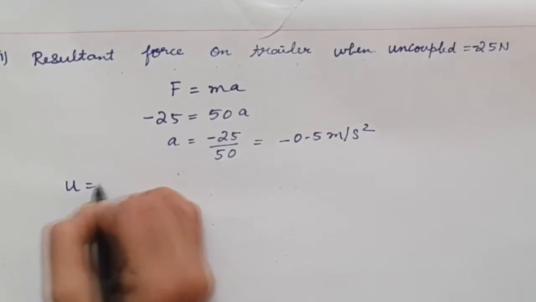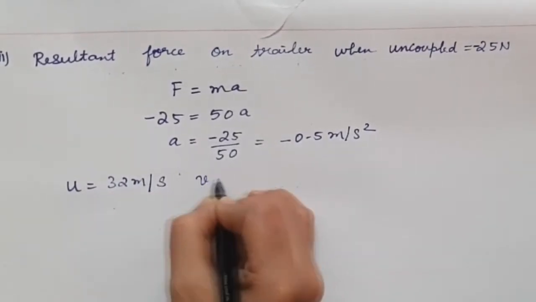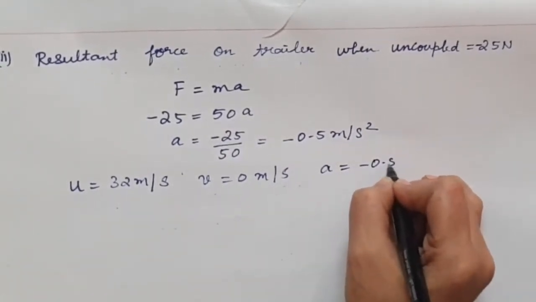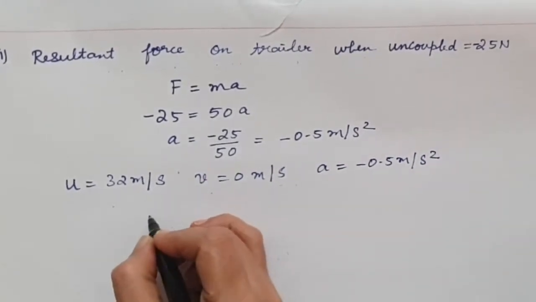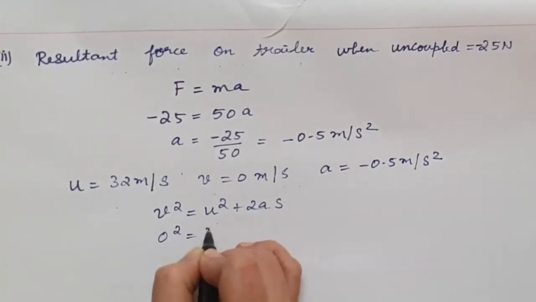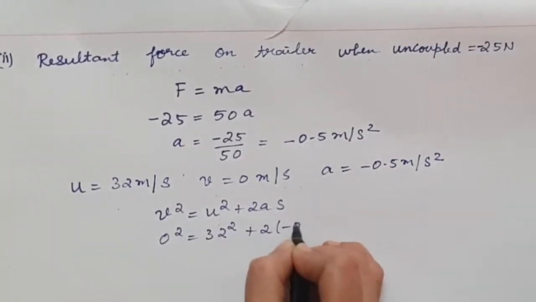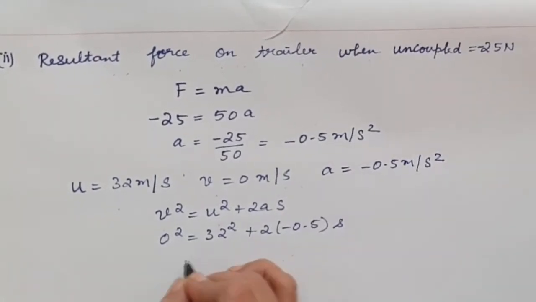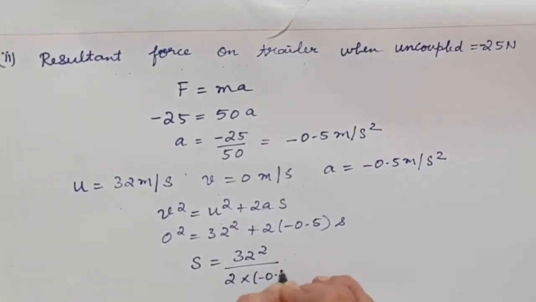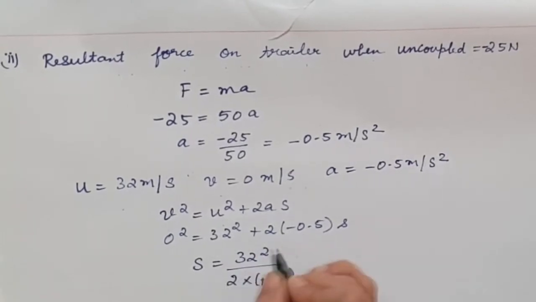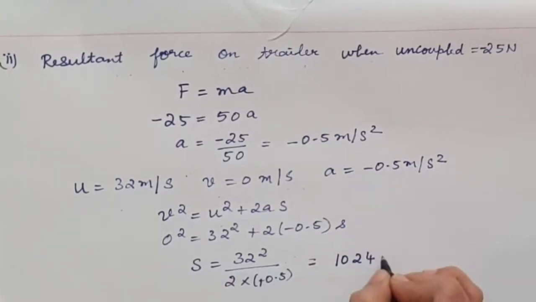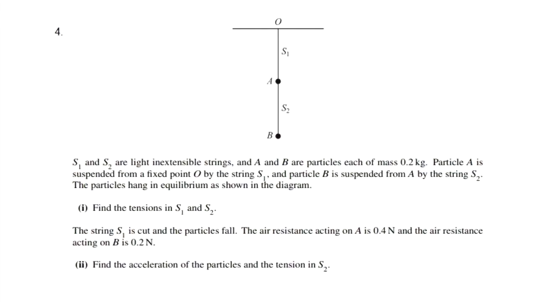Now our U is equal to 32 meter per second. Finally it will come to rest, so the final velocity is 0. A is equal to minus 0.5 meter per second squared. We'll find S using the formula V squared equal to U squared plus 2AS. That is 0 squared equal to 32 squared plus 2 into minus 0.5 into S. So S will be equal to 32 squared divided by 2 into 0.5. Because it goes to this side negative, it's positive. So this will be equal to 1024 meters.